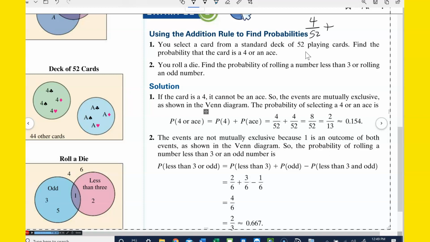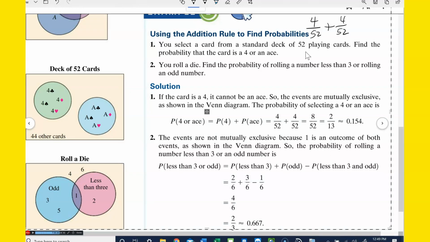What's the probability that it's an ace? Again, there's 4 aces in the deck, so 4 out of 52. Are there any cards that are both 4s and aces? No. It's mutually exclusive. You either are a 4 or an ace. You can't be both. So that makes it simple. We don't have to subtract anything. That gives us an answer of 8 out of 52, or 2 out of 13, I believe is what that reduces to. Okay, so those would be considered mutually exclusive.